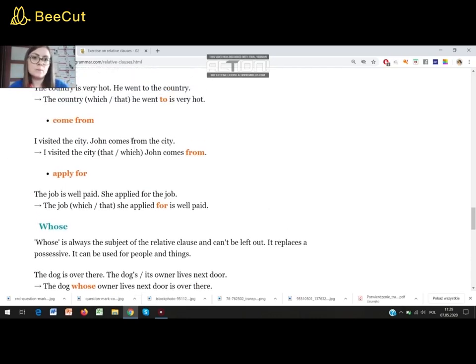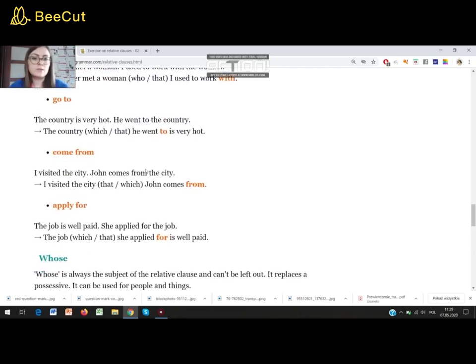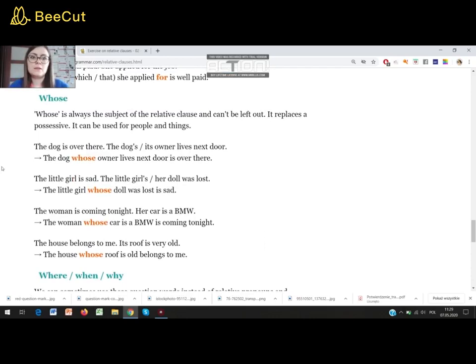And of course you can omit relative pronouns here, as they are in the parentheses, so then you can omit them. And whose. Whose is always the subject of the relative clause and can't be left out. It replaces a possessive. It can be used for people and things. The dog is over there. The dog's or its owner lives next door. So the dog whose owner lives next door is over there.